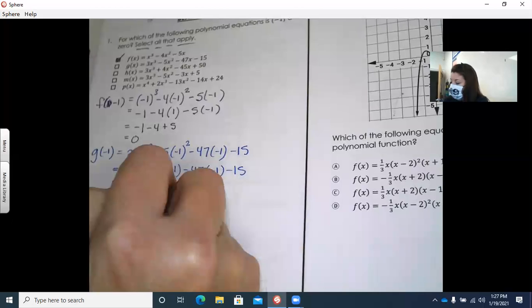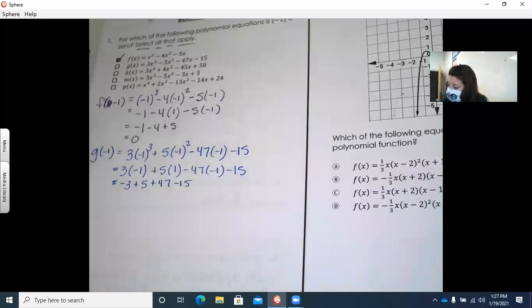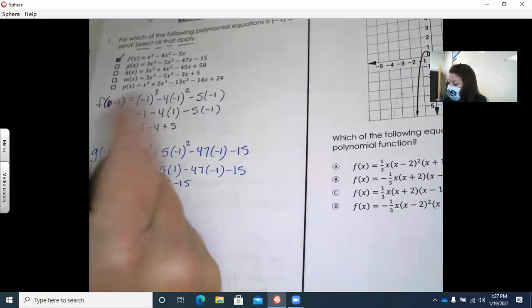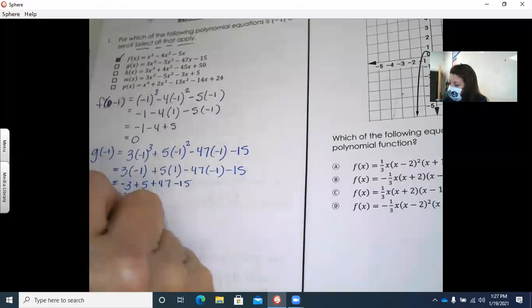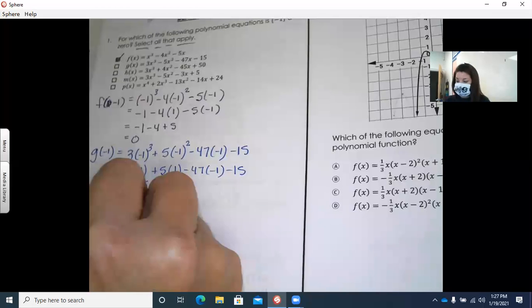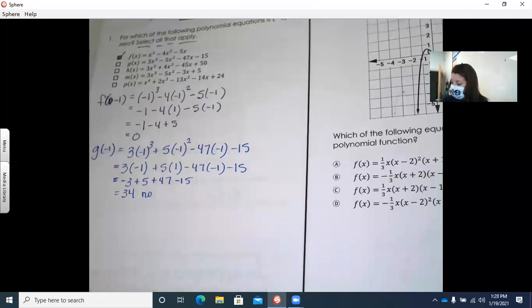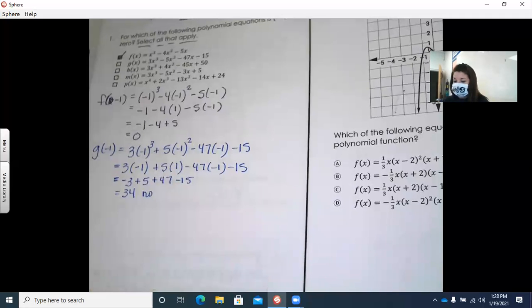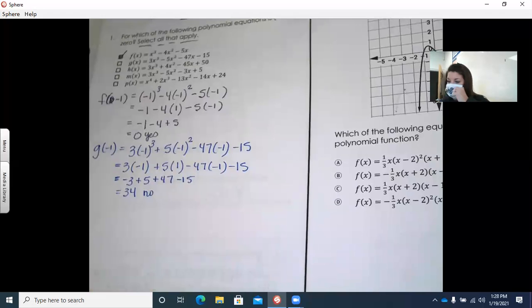Pretty sure that's not going to give a 0. Negative 3 plus 5 is 2. 2 plus 47 is 49. 49 minus 15 is 34. Are we going to check function G? No. Anybody have a question about that? All right, let's do function H.